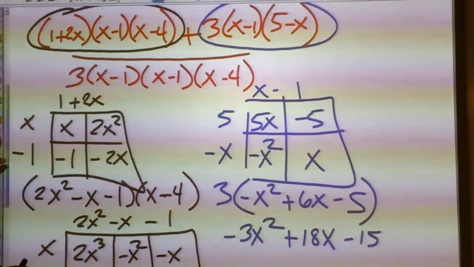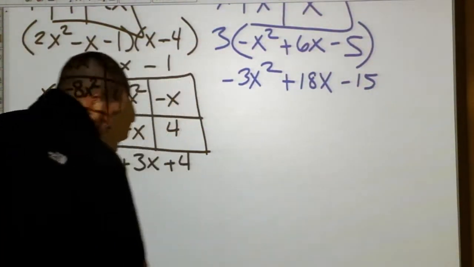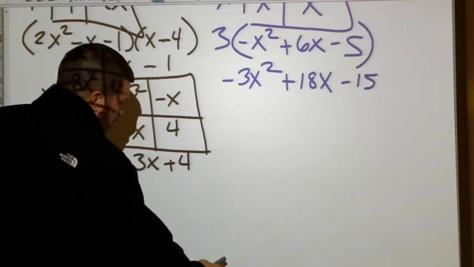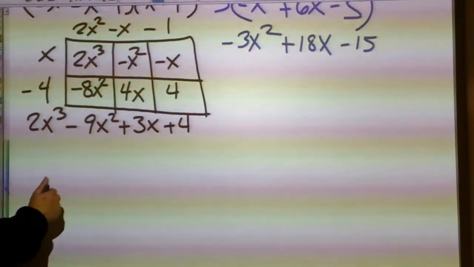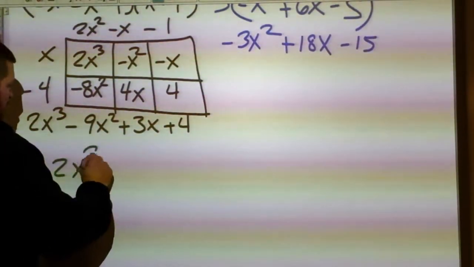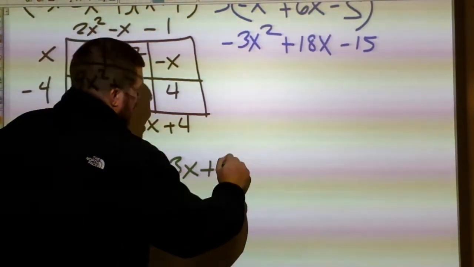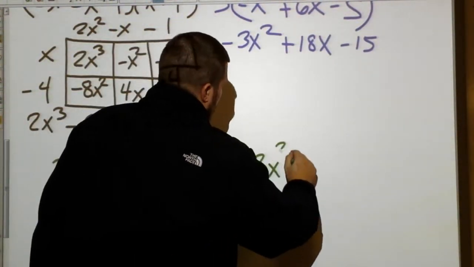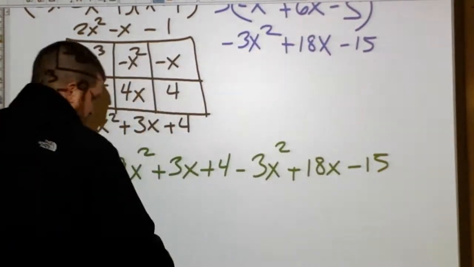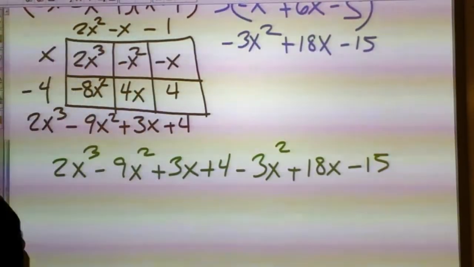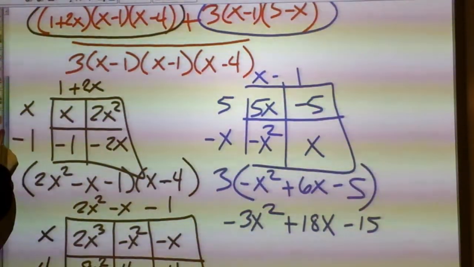Okay, so now using these 2 pieces, I'm ready to write my new numerator. I'm going to do that in green because everything's good to go now. So we have 2x cubed minus 9x squared plus 3x plus 4 minus 3x squared plus 18x minus 15. And the denominator of our fraction just stayed the same. I didn't touch that. It's just 3 times x minus 1 times x minus 1 times x minus 4.